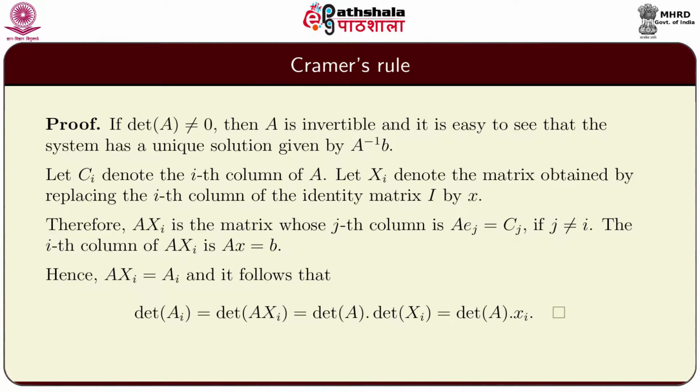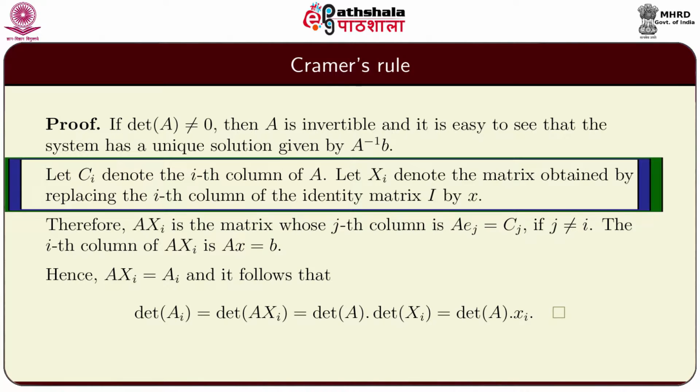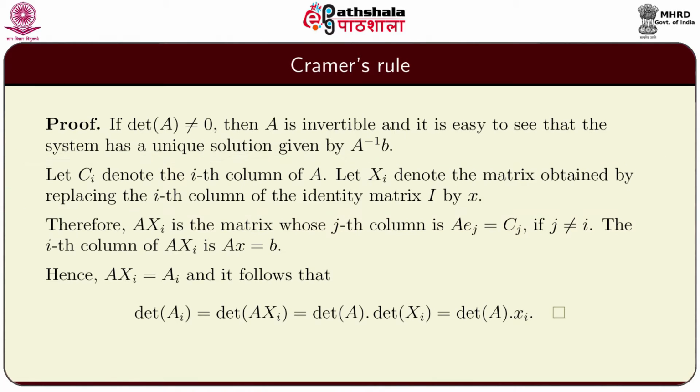Proof: if determinant of A is not 0, then A is invertible, and therefore, it is clear that the system of equations Ax equal to B has a unique solution given by A inverse B. Now, let us denote the ith column of A by C_i, and let X_i denote the matrix obtained by replacing the ith column of the identity matrix I by X.